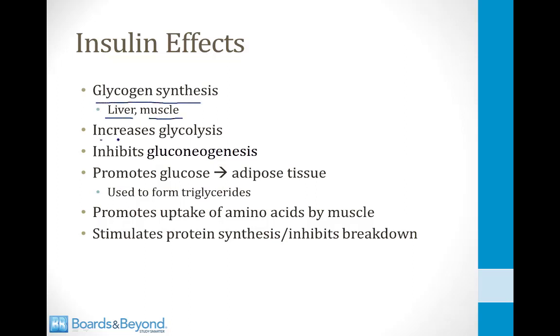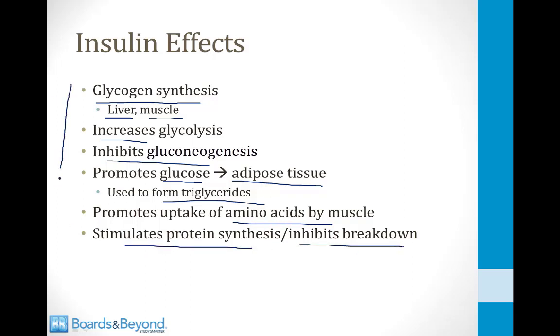It also increases the rate of glycolysis and inhibits gluconeogenesis. In addition, it promotes the transfer of glucose into adipose tissue so it can be used to form triglycerides. It also promotes the uptake of amino acids by muscles, and it stimulates protein synthesis and inhibits breakdown. And all these things are fairly obvious if you think about what the body wants to do when it has excess energy around, which is what is the case when insulin levels are high.